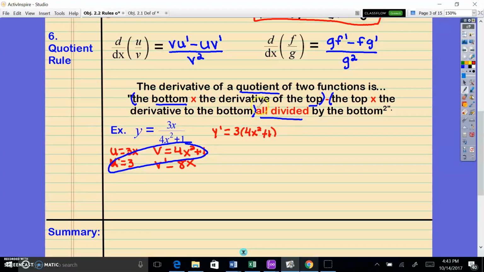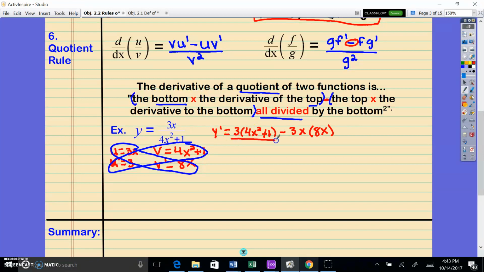Okay, and then we're going to do minus, because the formula says minus. See right here. Minus the other wing. So it's going to be minus the other wing right here. So it's the bottom times the derivative of the top, minus the top, which is 3x, times the derivative of the bottom, 8x.